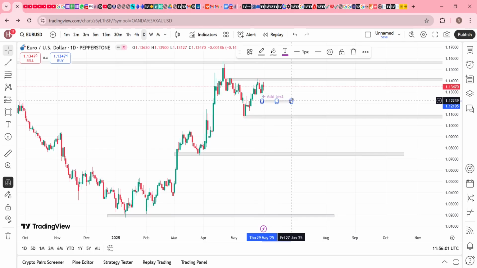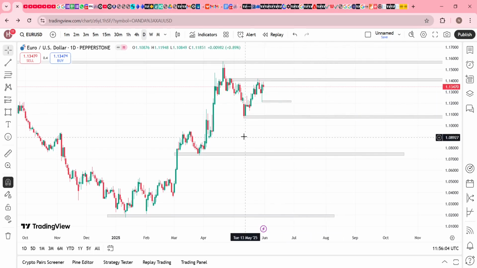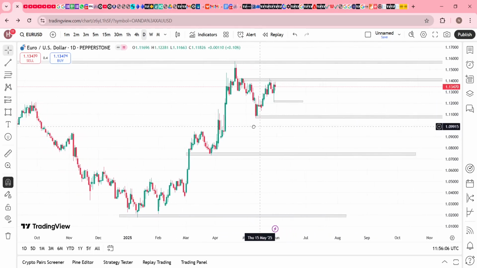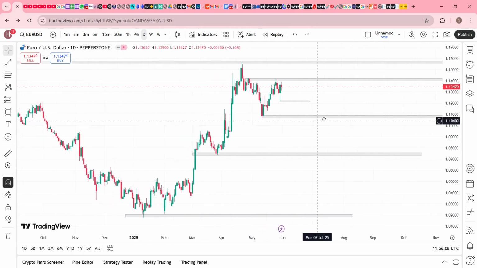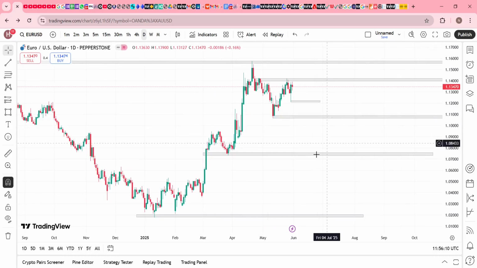Remember, we are on the daily time frame. Any zone that can be seen should not be neglected. It is a powerful time frame. We are on the daily. So presently, this is all I can see for the moment on the higher time frame.